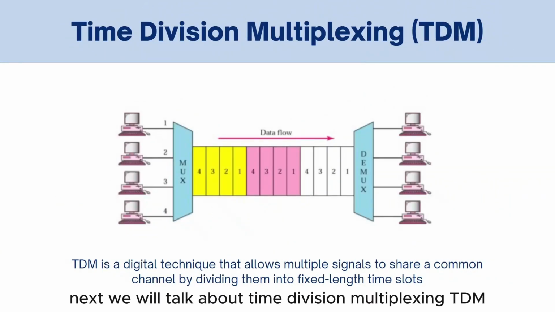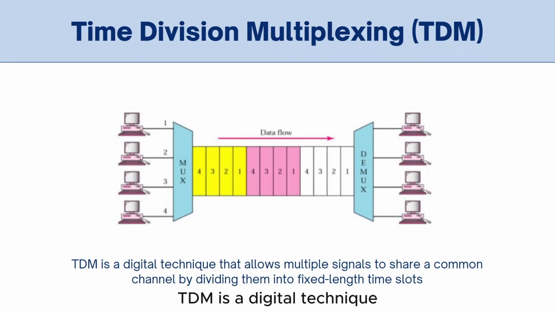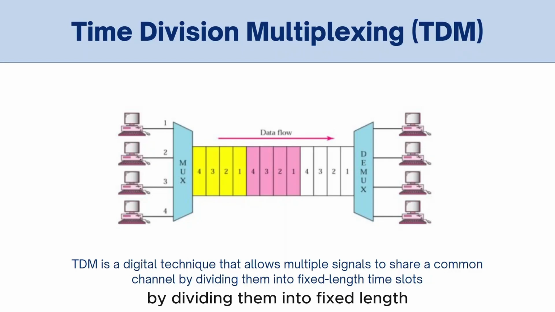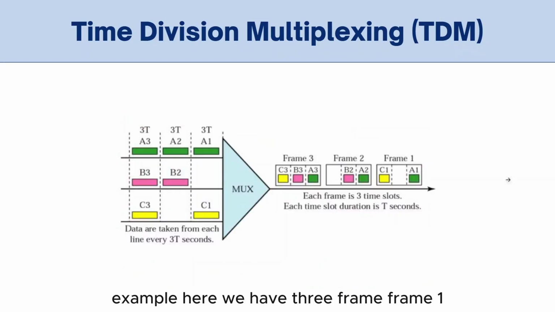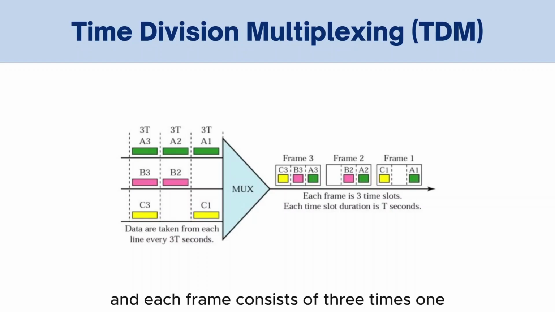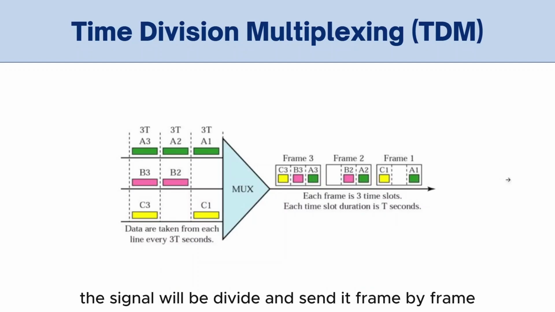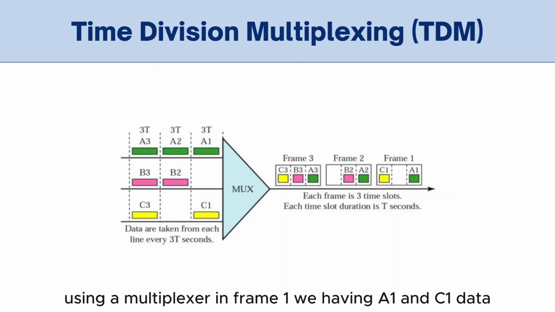Next, we will talk about time division multiplexing, TDM. TDM is a digital technique that allows multiple signals to share a common channel by dividing them into fixed-length time slots. For example, here we have three frames: frame 1, frame 2, and frame 3, just before the multiplexer. Each frame consists of 3 time slots which can hold the signal or data for transmission. The signal will be divided and sent frame by frame using a multiplexer.